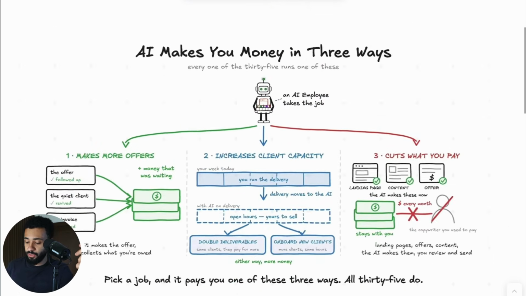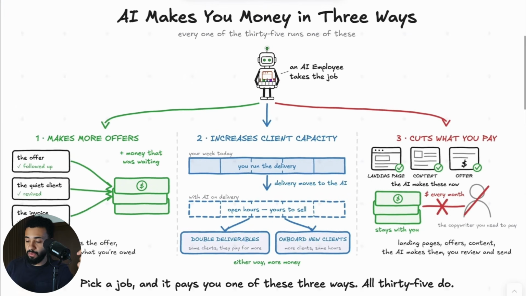So how does that look? AI will help you make money in three ways. I tried to simplify this, because a lot of people try to complicate how AI can make you money. Well, there's three main ways. If you can focus on these three main ways, AI will make you money.